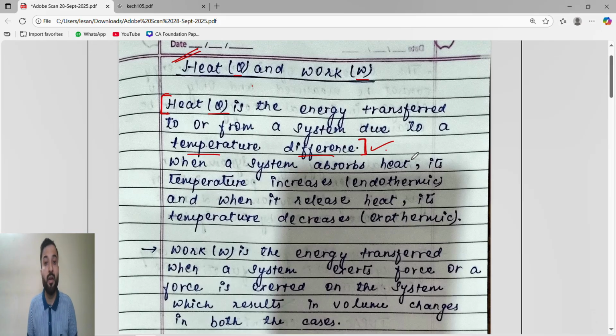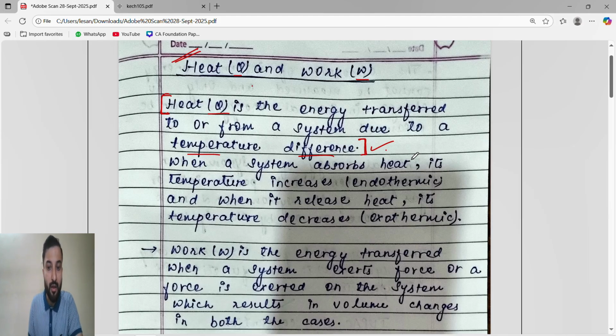Temperature difference means that where the temperature is less, the heat will flow to that side. If the system temperature is more and the surrounding temperature is less, heat will transfer from the system to the surrounding, from higher to lower. If the surrounding temperature is more and the system temperature is less, heat will transfer from the surrounding to the system. If both become equal, they come under the equilibrium condition, so there is no heat transfer. Heat transfer will be 0.